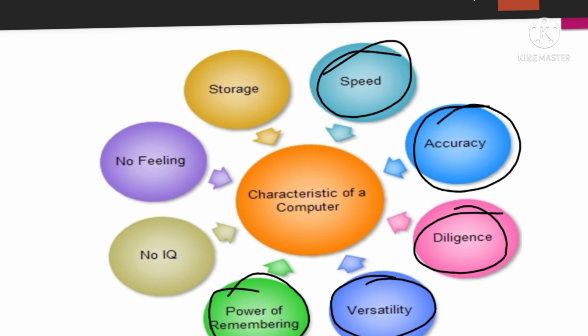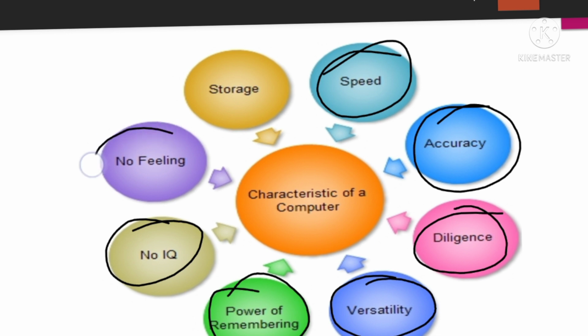And the next one is no IQ. That is for sure, right? The computer system has no IQ of its own. It does only what it is programmed to do. It cannot take decisions of its own. It's just diligent because it can work continuously for hours together without getting any errors or getting grumbled. So that is all about no IQ.